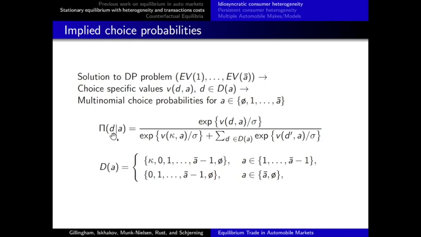Okay, so here this is the probability of choosing a car of type d when you have a car of type a, and essentially you have your usual logit formula here. And down here you've got the choice set, like I've alluded to. If your car is not a clunker, and if you actually have a car, then you can choose to keep it or go for the outside option, or buy any car at the market. If you don't have a car, that is a is equal to the empty set, or if you have a clunker, then you have to go out and buy a new car or just stay with the empty set, or just stay without a clunker. So these are the choice sets, and these are the choice probabilities.